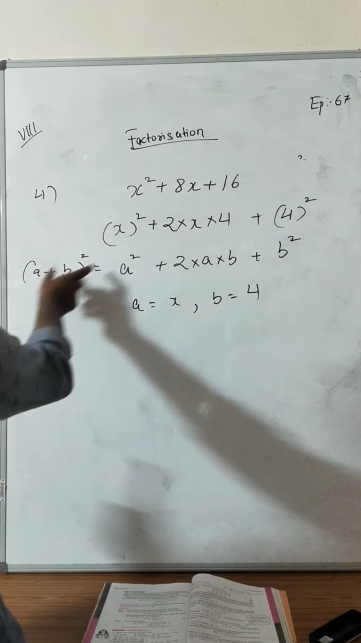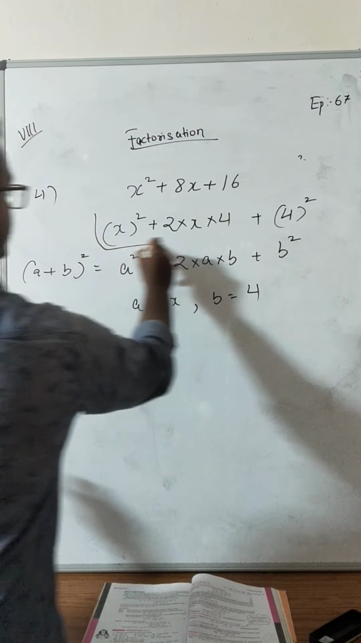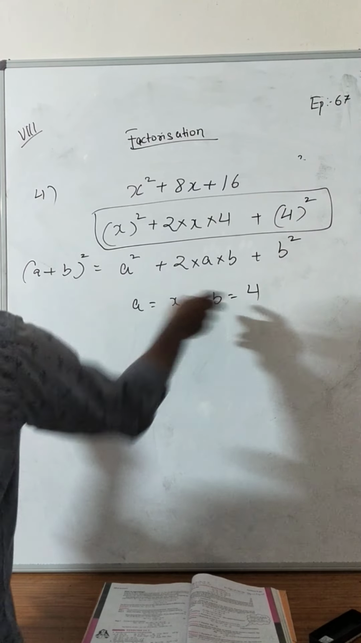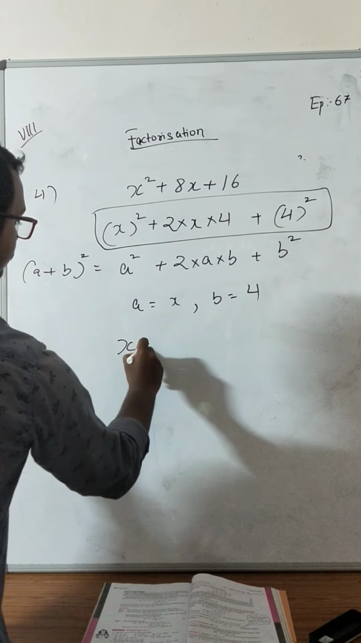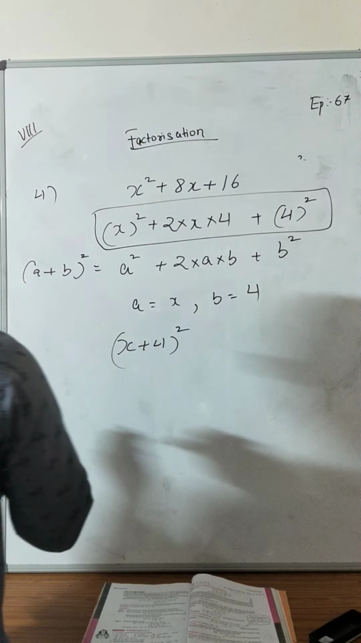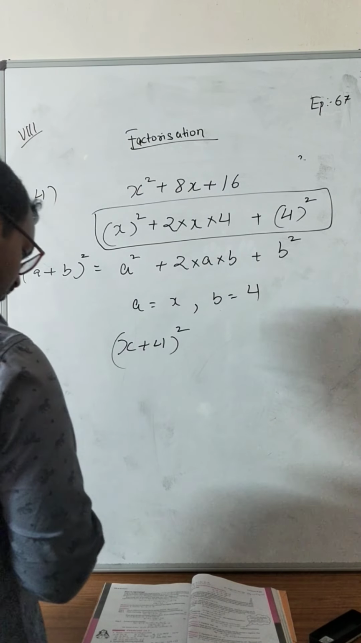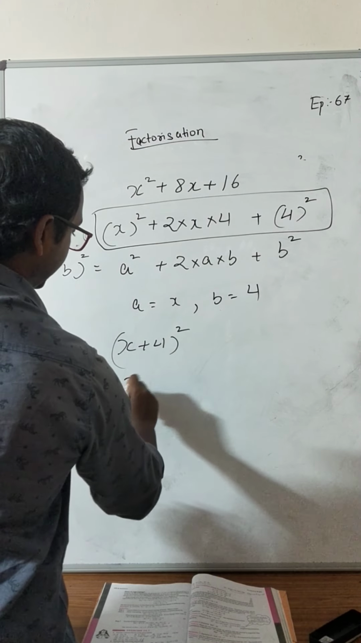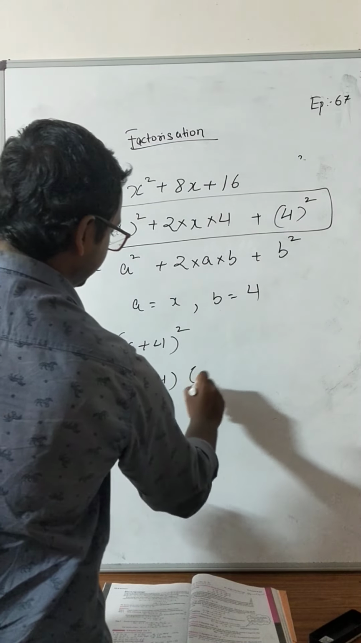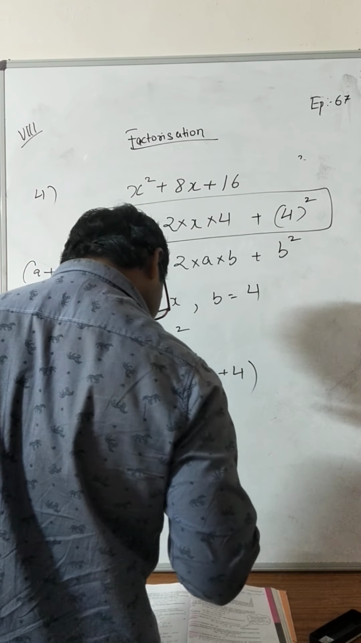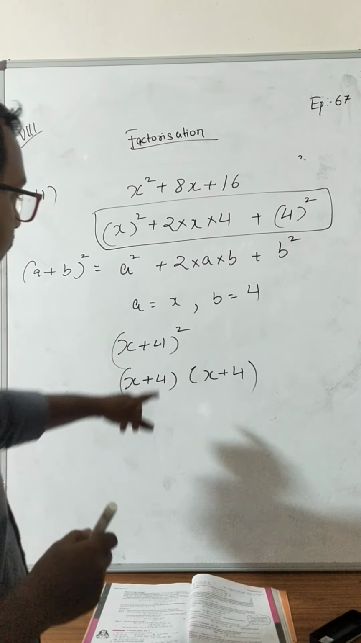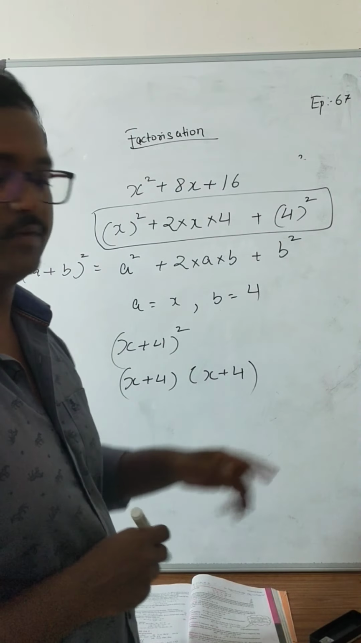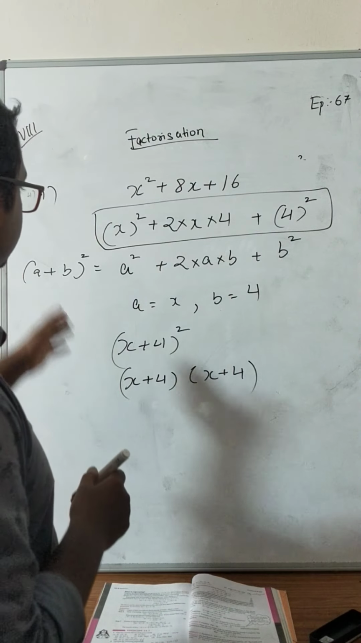Then this entire expression can be written as (a plus b) whole square, where a is x and b is 4. So we will get (x plus 4) whole square. When we do factorization, we get the answer (x plus 4) whole square, which we can also write as (x plus 4) into (x plus 4). Okay, this is example number 4.